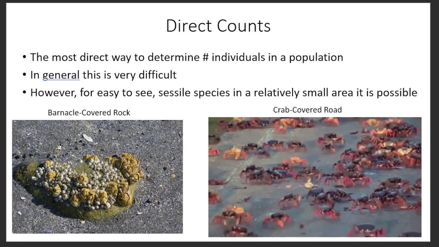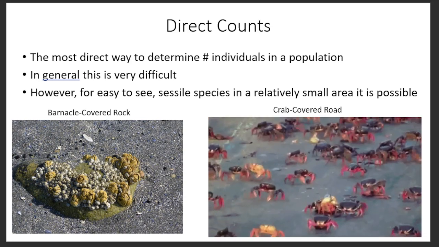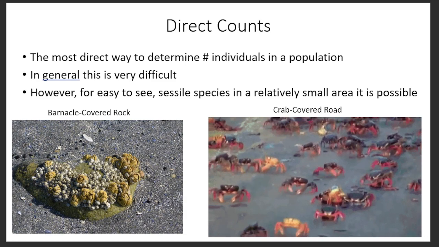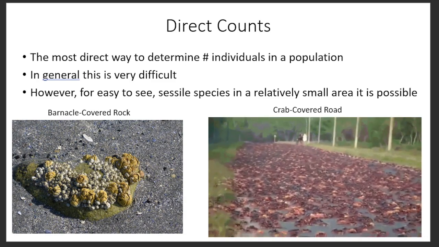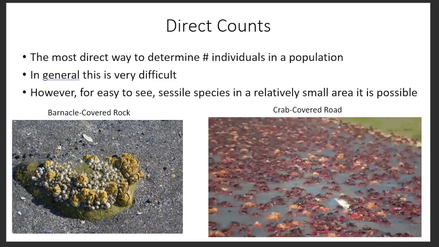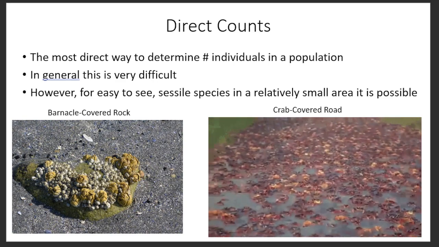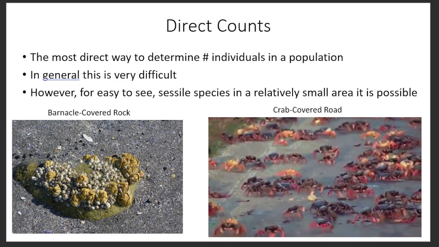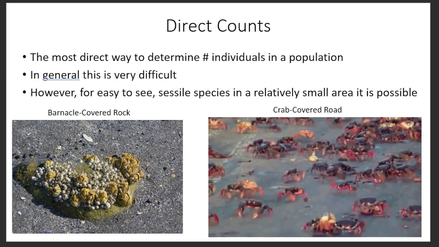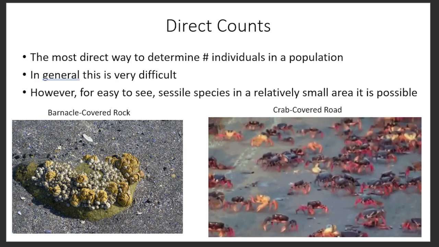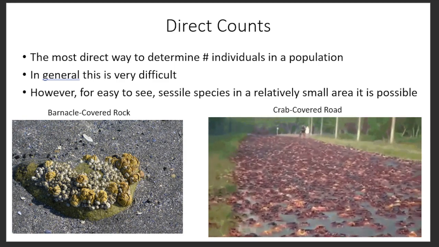However, for sessile creatures or species, such as this barnacle-covered rock, they're not moving and it's in a small area, so it's easier to count than, say, this crab-covered road, because there are a lot of individuals over a large area, and they're moving. So if you count one and it moves to the area where you're counting, you could count it twice. It's just a really hard way to determine a population.